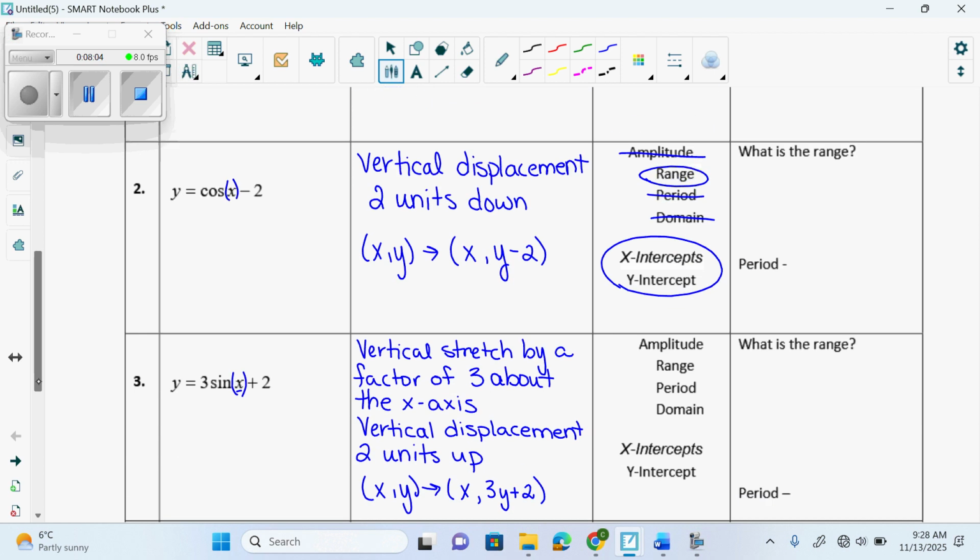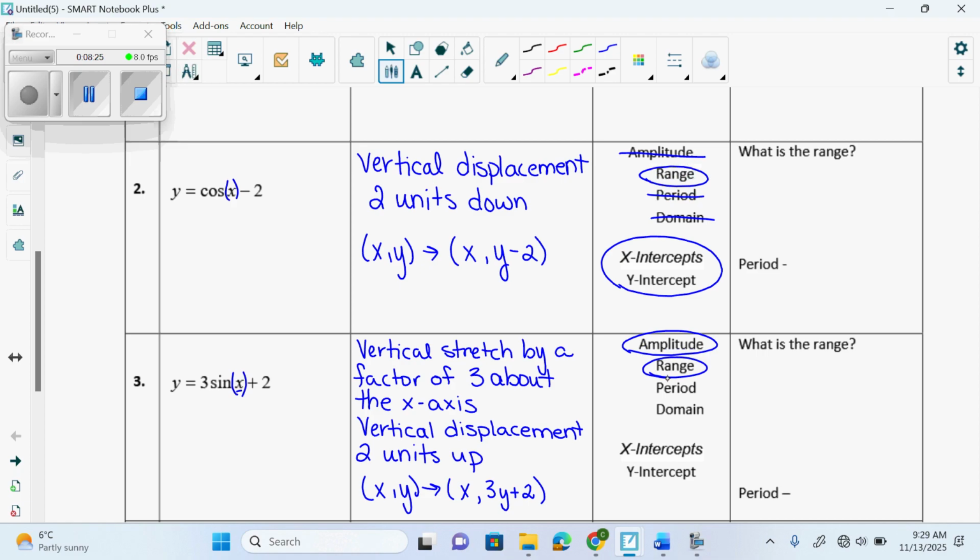3 has a vertical stretch. Will my amplitude change? My amplitude is normally 1. It's now going to be 3. So my amplitude is going to change. Is my range going to change? If my amplitude changes, my range changes, right? It's going to be from negative 3 to 3, and then I have to move it up 2. It's going to change it. So my range is going to change.